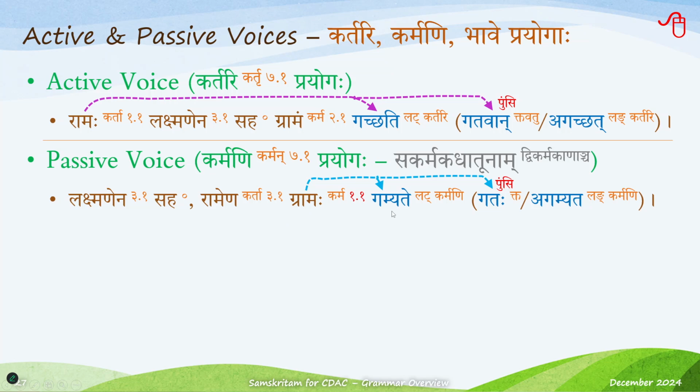Ramaha gramam gacchati switches to Ramena gramaha gamyate in passive voice. So there is actually a whole second set of forms of every dhatu in karmani mode. Okay, so gacchati goes to gamyate. What are the changes that took place? The ending became atmanepadi ending instead of parasmai that was the default. Here it's forced to atmanepadi ending, ate.